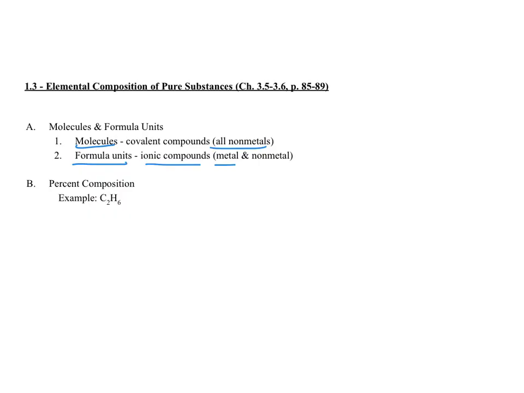So if we're looking for percent composition, it's fairly simple. It's just like calculating the percent of anything. So we're going to look at percent composition of C2H6. Anytime you find the percent of anything, you take how much you have of the part that you're trying to find the percent for, divide it by the whole thing, and then multiply it by 100 to convert your decimal into a percent. So let's say I want to find the percent carbon in C2H6.